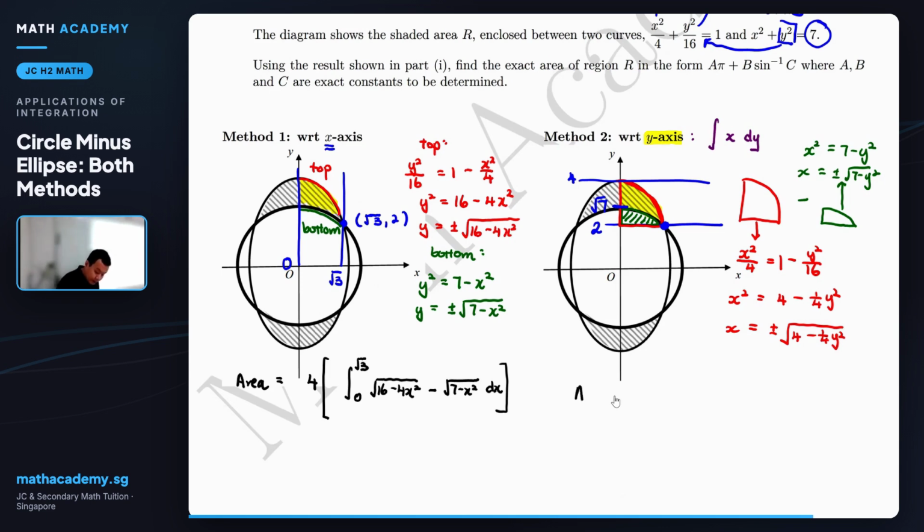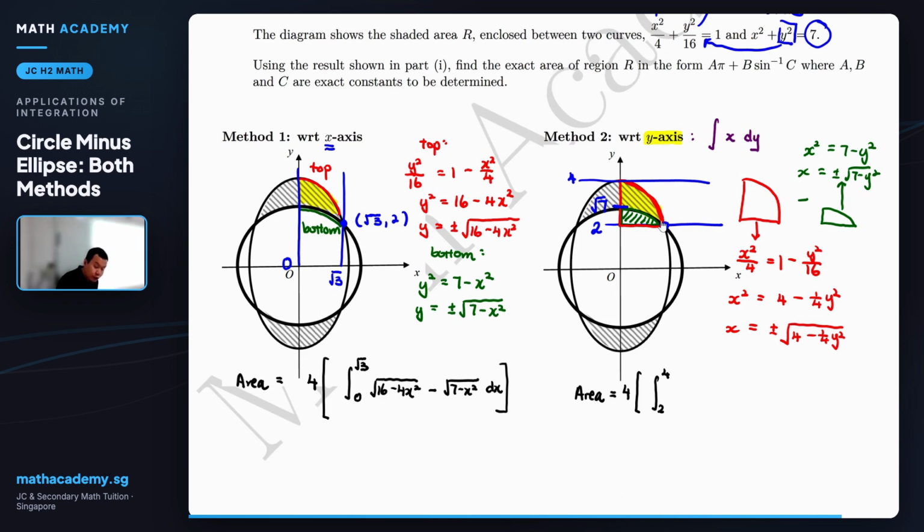Okay, hence, let's write in the area. 4 times again. But now you have to be careful on the red color piece. Red color and green color piece will be different limits. Red color piece will go from 2 to 4. If you check the y limits, red color piece 2 to 4.